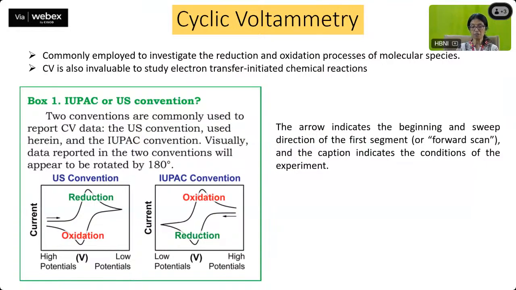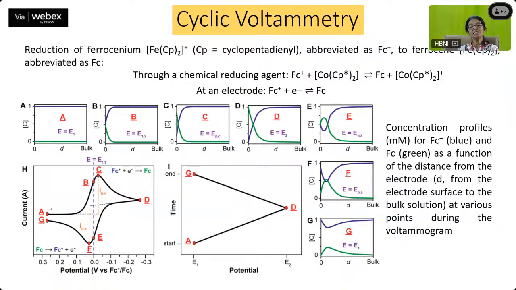So now let's see simple cyclic voltammetry by using the reduction of ferrocenium, abbreviated as Fc+, to ferrocene, and you're using a simple chemical reducing agent which is CoCp*2, decamethylcobaltocene. So this you're using as a chemical reducing agent, and with this at the electrode what you see is Fc+ is taking in electrons and it is forming Fc.